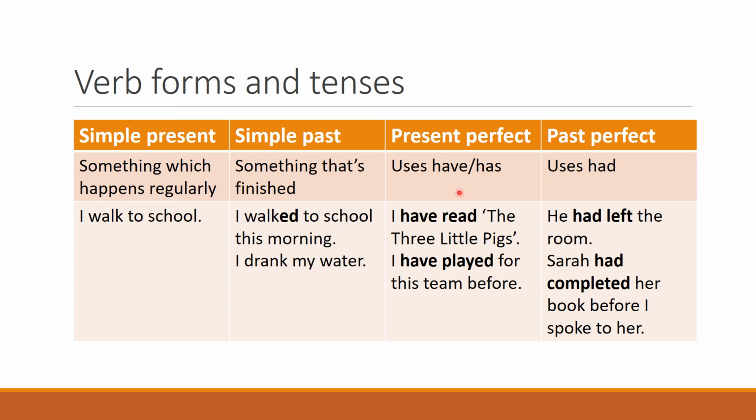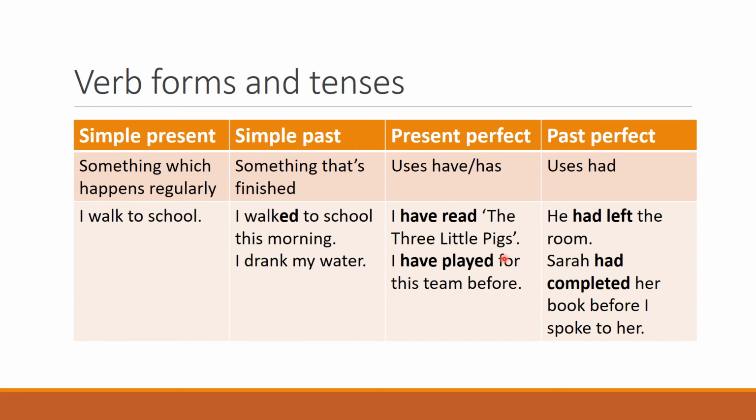Then we have the present perfect. Now the present perfect uses have or has. There are 2 examples here. I have read The 3 Little Pigs, or I have played for this team before.